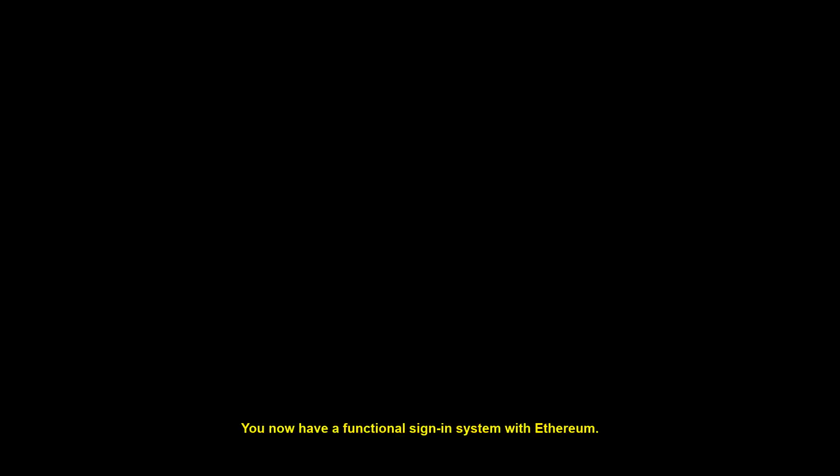You now have a functional sign-in system with Ethereum. And that's how you authenticate with Sign-In with Ethereum libraries. This method enhances the security and simplifies the authentication process.